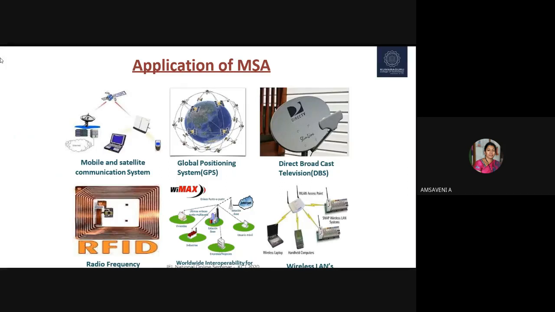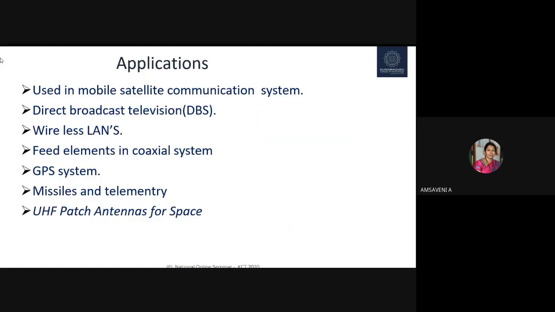Mobile, GPS, broadcasting, direct broadcast television, and RFID. Then Worldwide Interoperability for Microwave Access, that is WiMAX, used in WiMAX applications, and wireless LANs.